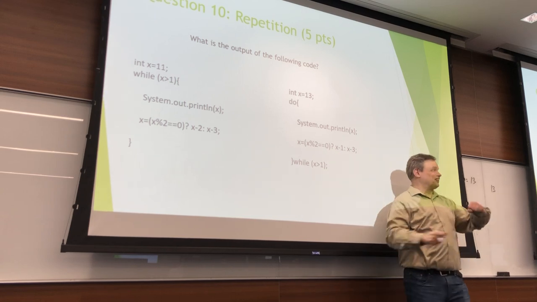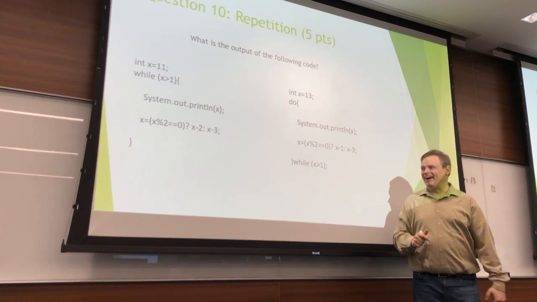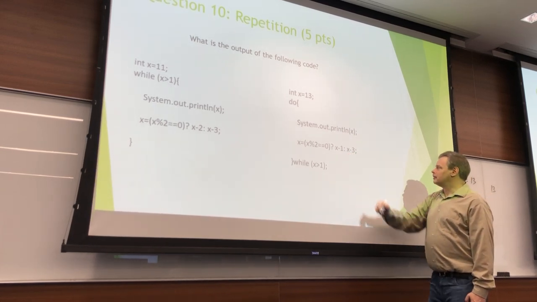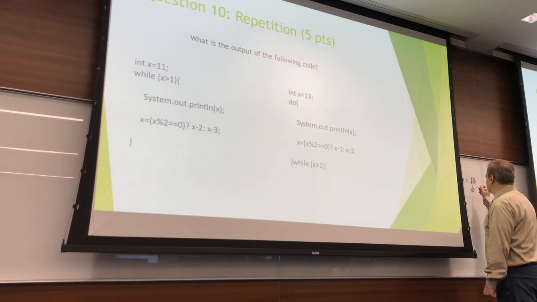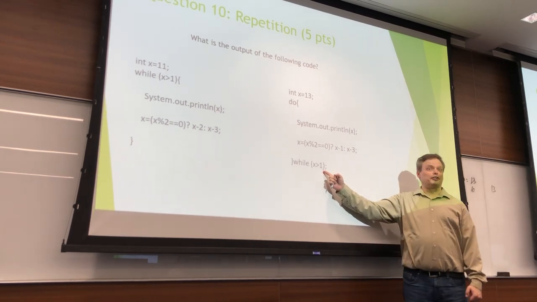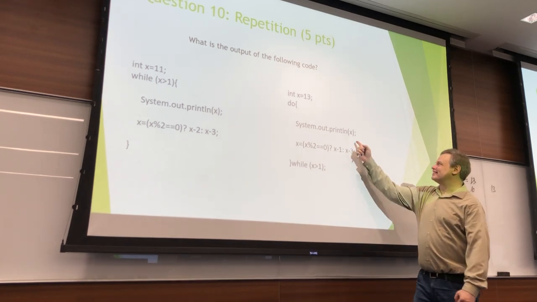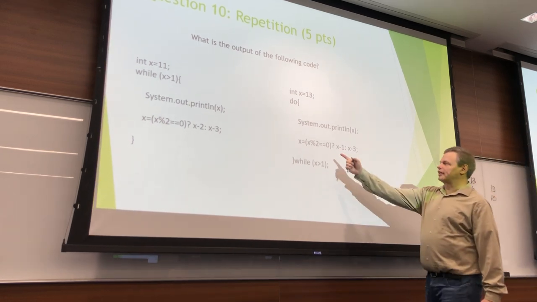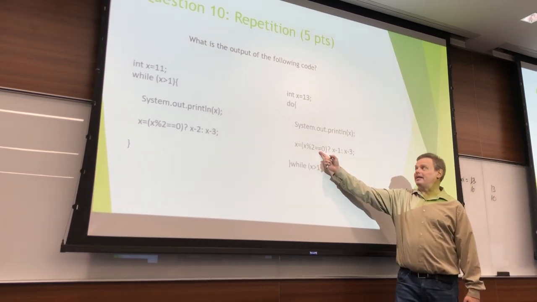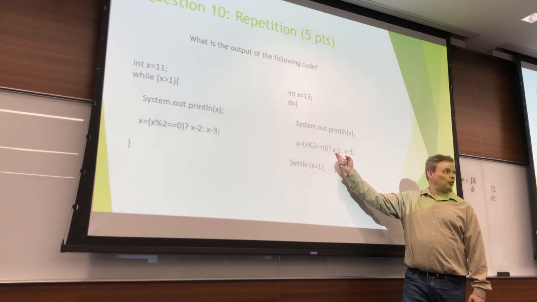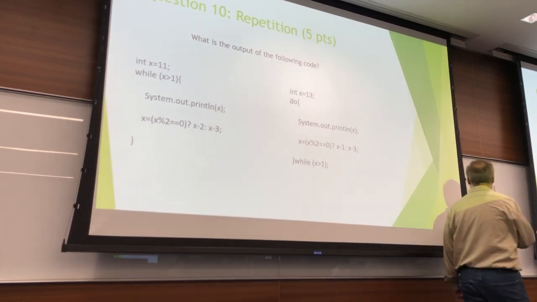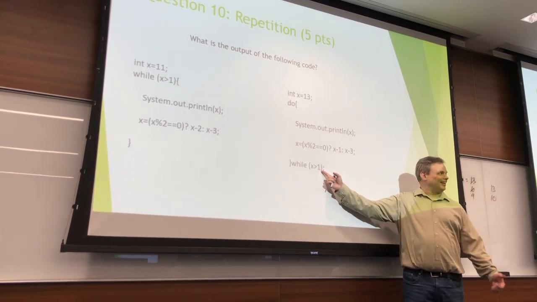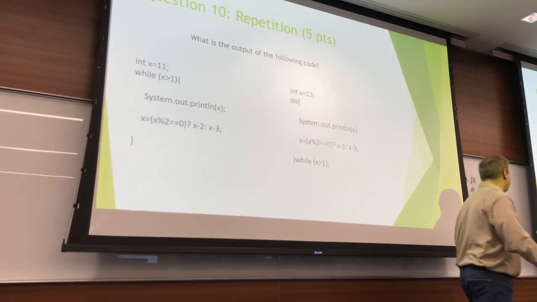Is x mod 2 equal to 0? No. Okay? So we do x minus 3, right? So x becomes 10. Is x greater than 1? Yes. So we output it. Is x mod 2 equal to 0? Yes. So we do x equals x minus 1, right? So this goes to 9. Is 9 greater than 1? Yeah, so we continue on. We output a 9.